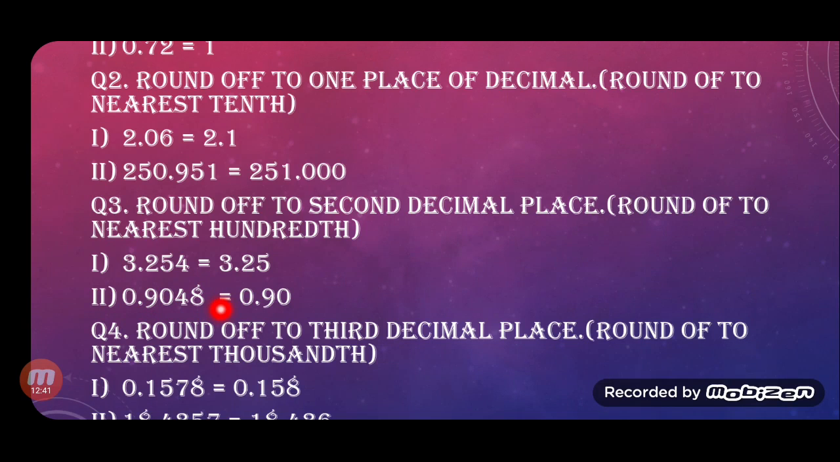Let's have another example. 0.9048. Again, rounding off to the nearest hundredth. 9 upon 10, 0 upon 100. So what is the next digit, the thousandths place? It is 4. Again, my dear student, 4 is less than 5. So we will not change the rounding digit and we will drop all the next digits. So the rounded number will be 0.90 because we will drop this 4 and 8.